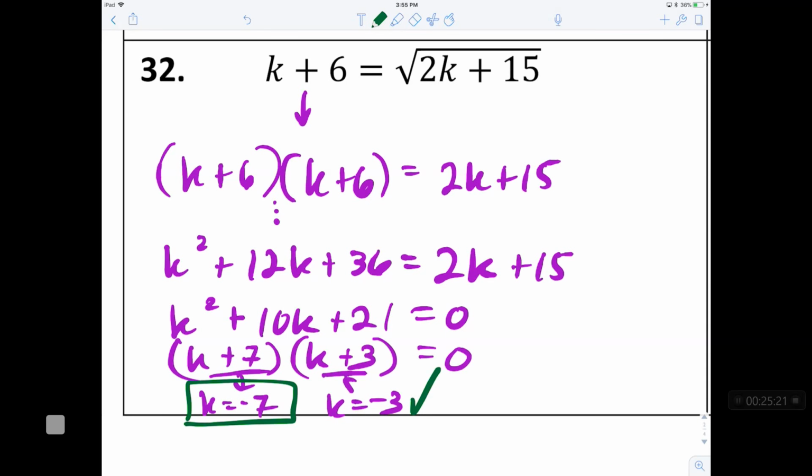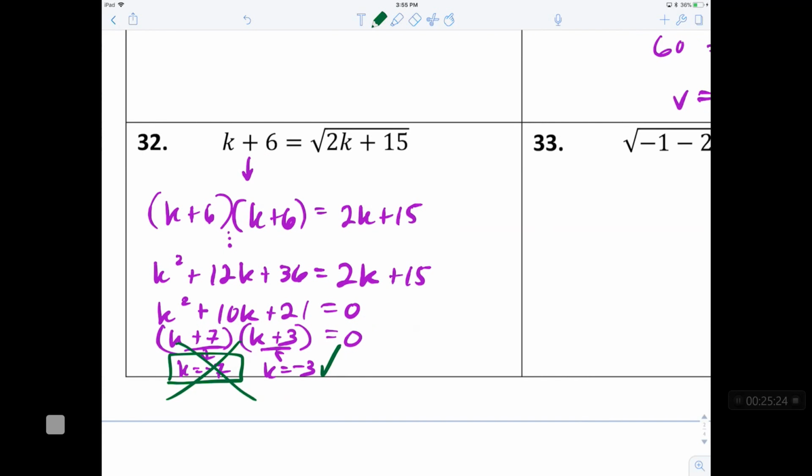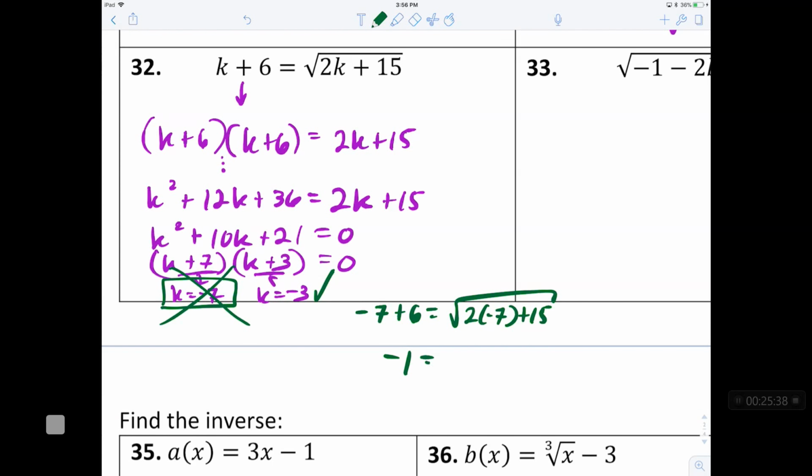Now let's talk about why this one will not be okay. If I were to plug that in, I would get -7 plus 6 is equal to the square root of 2 times -7 plus 15. And then I have -1 is equal to -14 plus 15, or just the square root of 1. Now, you got to be careful here. Whenever I have a square root on one side and a negative constant on the other side, the solution will not be true. It will be an extraneous solution.